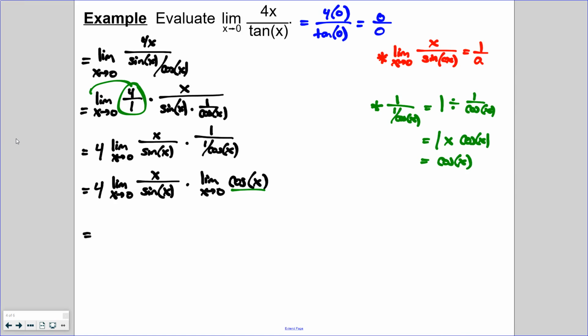And now we can start evaluating. So we can get 4 times, well, for x over sine of x, we can use our identity. We can see that our a value here is 1. So therefore, the limit as x approaches 0 of x over sine of 1x is going to be 1 over 1, times, and then we can just do direct substitution for our second limit. So this is going to be cosine of 0. Well, 4 times 1 over 1 is just 4. Cosine of 0 is 1, so therefore this limit is equal to 4.